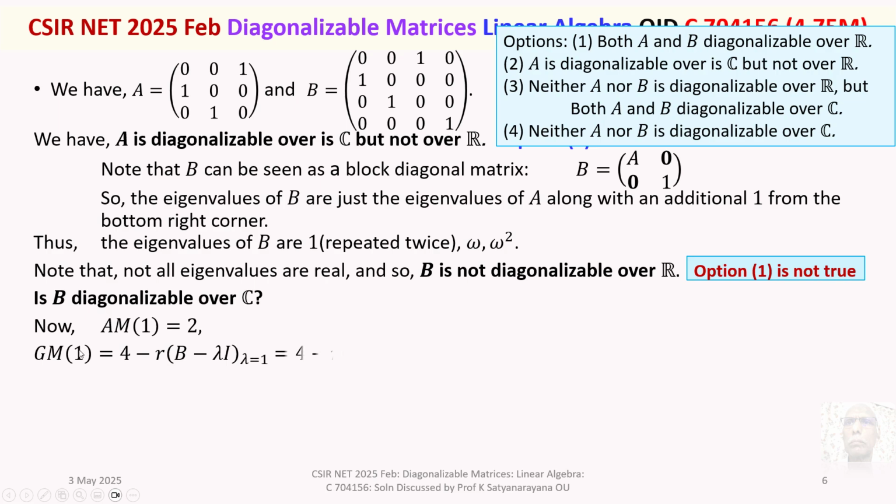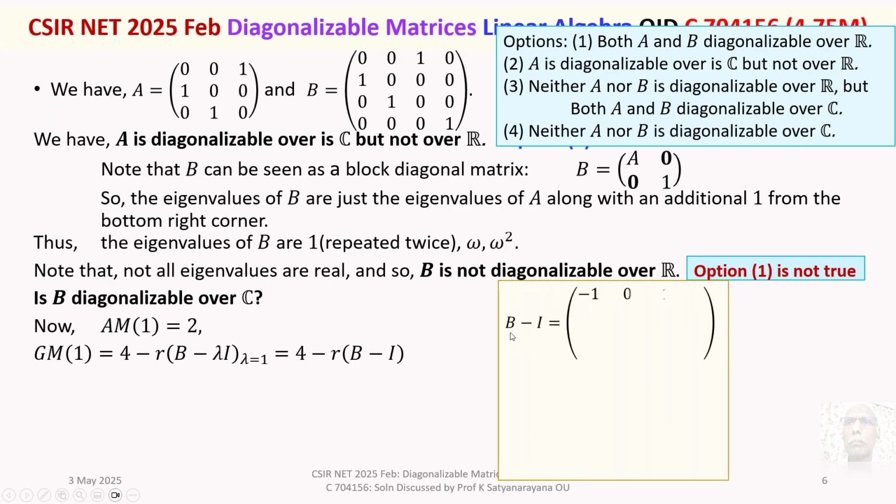Now the geometric multiplicity of 1 is equal to the nullity of B minus lambda I, where lambda is equal to 1. That is 4 minus the rank of B minus I. So what is the rank of B minus I?